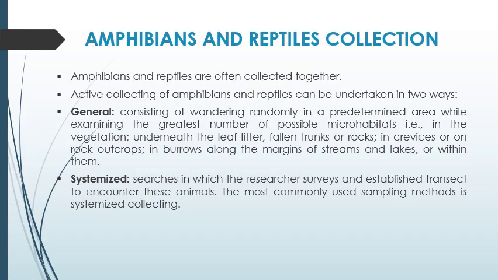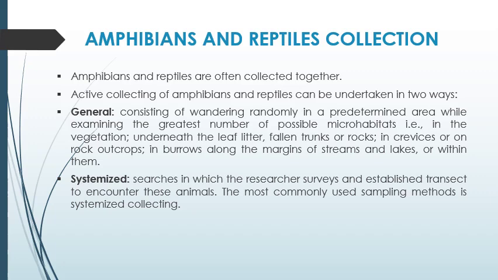Amphibians and reptiles collection. Amphibians and reptiles are often collected together. Active collecting of amphibians and reptiles can be undertaken in two ways: visual and systemized. Visual sampling consists of wandering randomly in a predetermined area while examining the greatest number of possible microhabitats, that is, in the vegetation, underneath the leaf litter, fallen trunks or rocks, in crevices of rocks, in burrows, along the margins of streams and lakes, or within them.